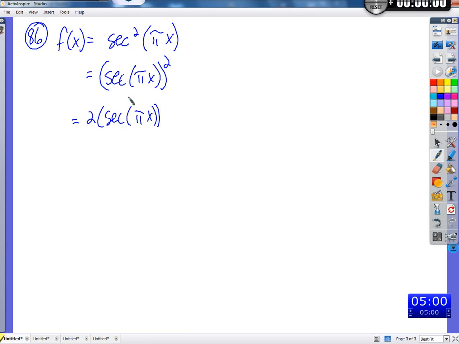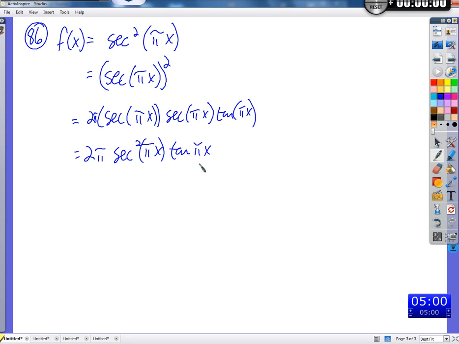Okay, then we're going to unpack it. We're going to multiply by the derivative of the secant of pi x. The derivative of the secant is secant tangent: secant of pi x times the tangent of pi x. Then we're going to multiply by the derivative of the inside of that, which is the derivative of pi x, and the derivative of that is just pi. So we'll just put a pi right there. So 2 pi times the secant of pi x times the secant of pi x times the tangent of pi x. It'd be a little easier to look at like this: secant squared pi x tangent pi x, with parentheses around that. We good so far?